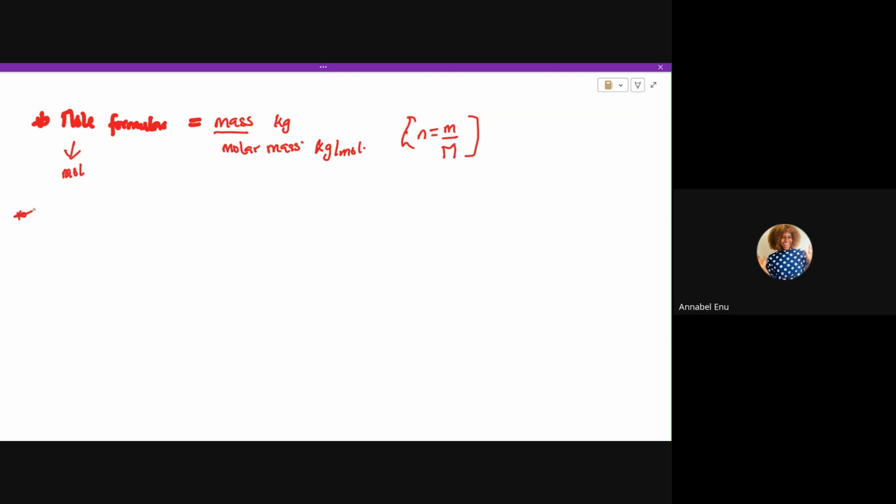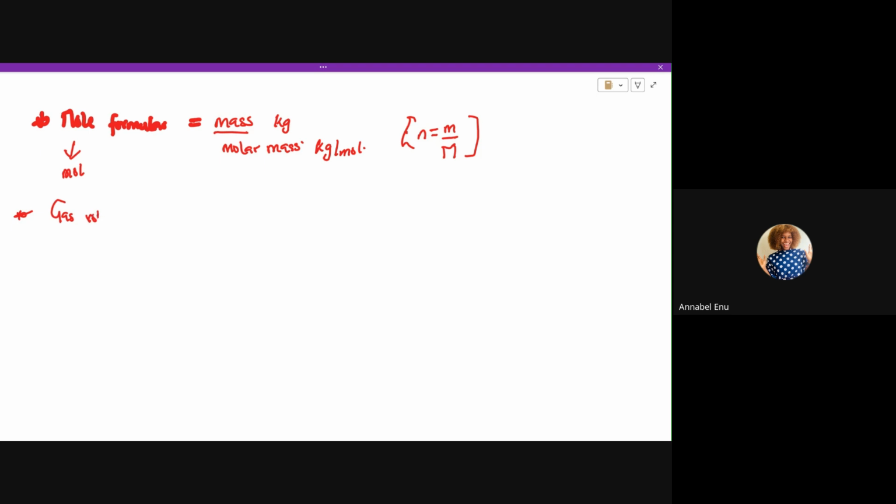Another key formula, I hope you all are jotting down. Another is the mass formula. We can derive it from this mole formula. So if mole is mass divided by molar mass, mass will now be mole times molar mass. We cross multiply, so no need to write that.